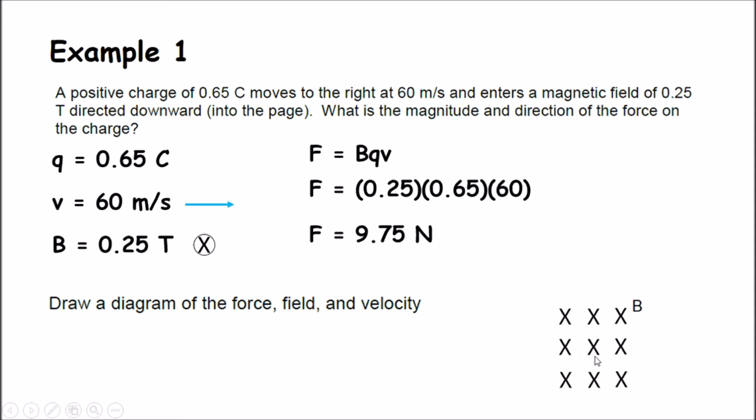The next thing we want to do is plot our next known piece of information, which is the velocity. The velocity is going to the right. So there's our velocity, QV, right? Charge times velocity. These two things will always go together, and that's going to the right.